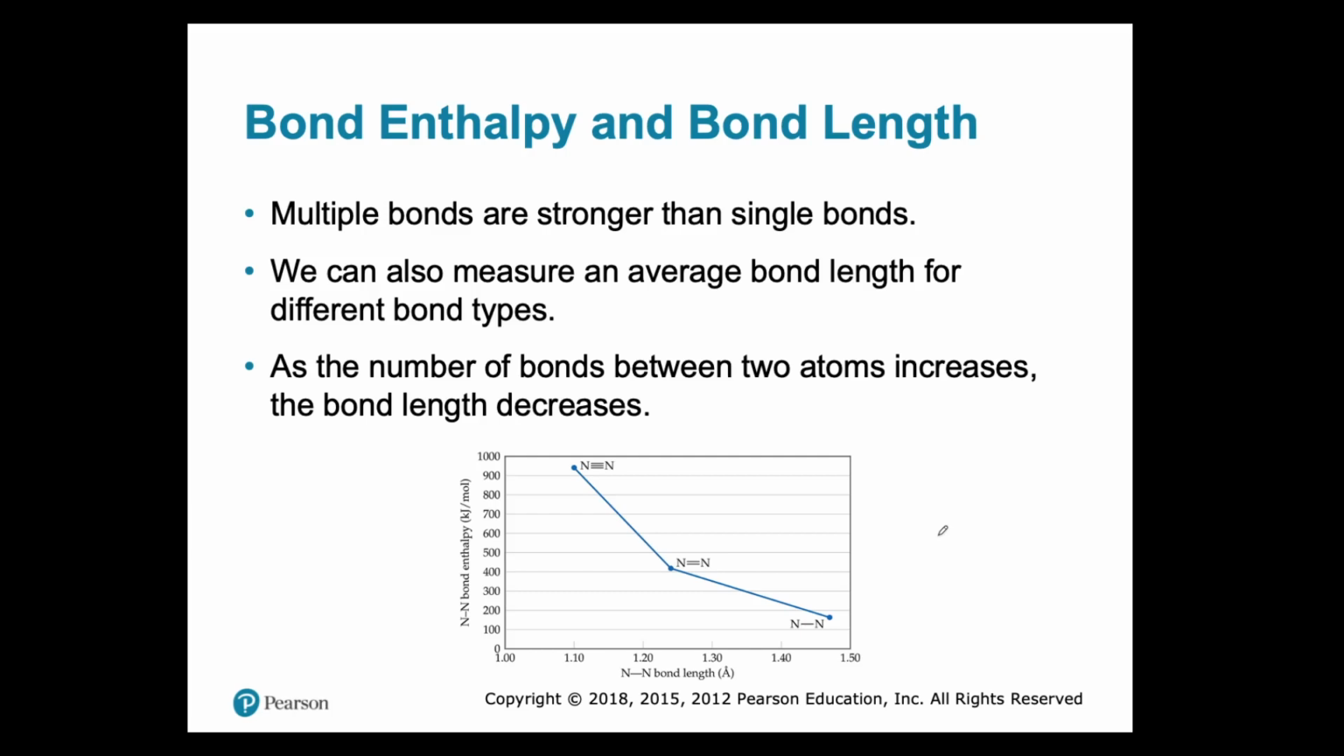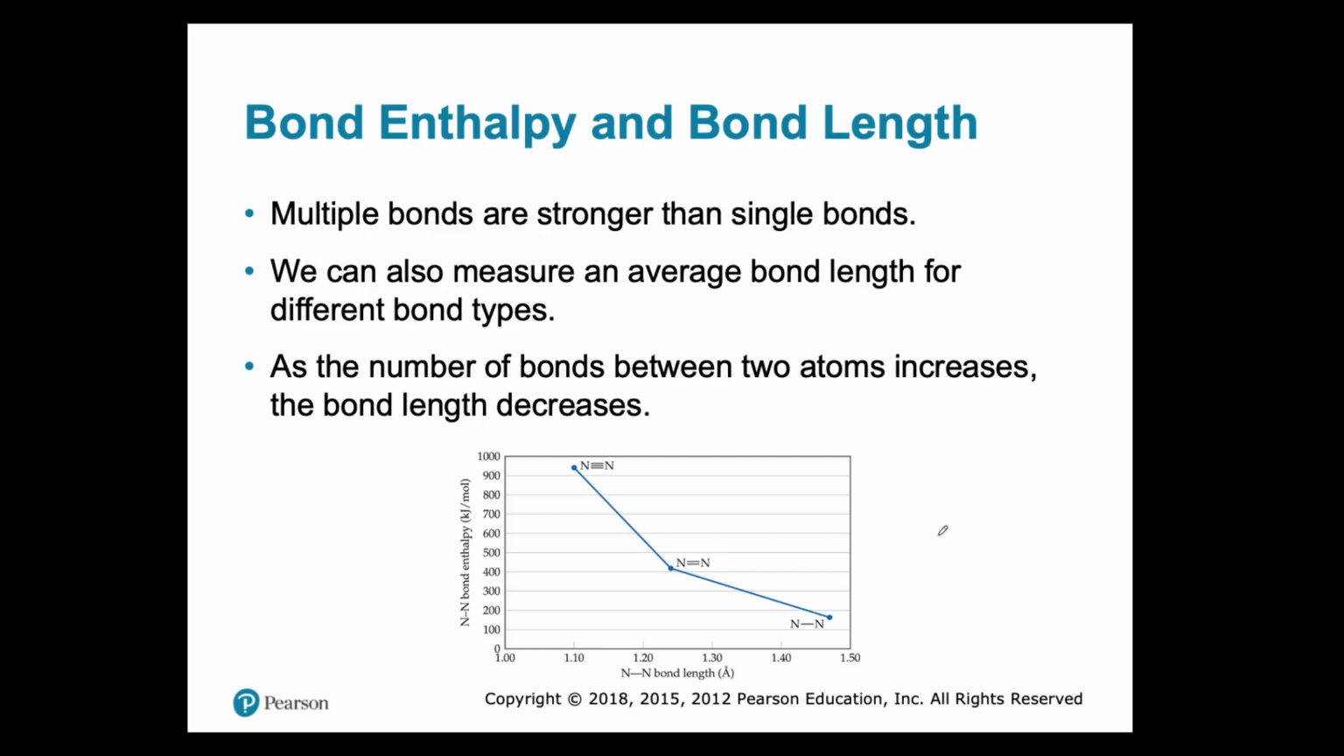The shortest is going to be the triple bond, right? The middle one is going to be the double bond, and the longest bond is going to be the what? Single bond, exactly. 10 points to Griffin. Damn it. Hufflepuff.